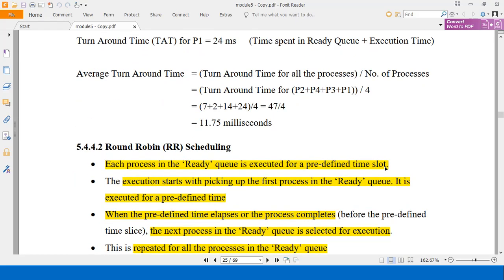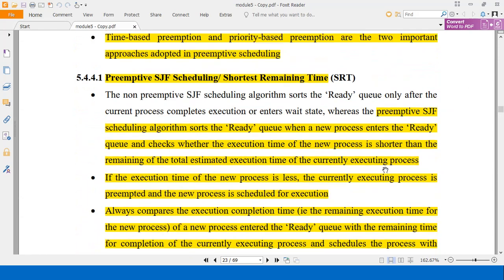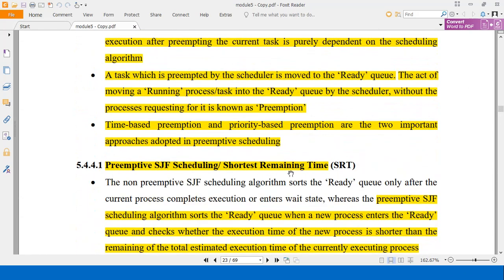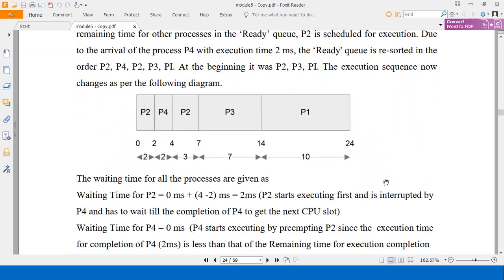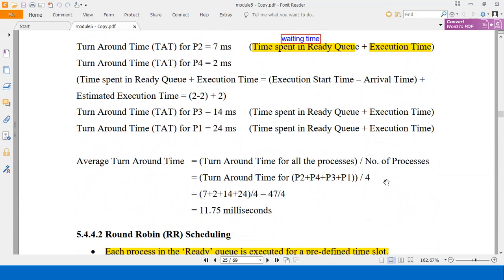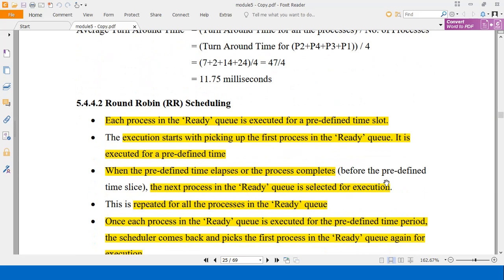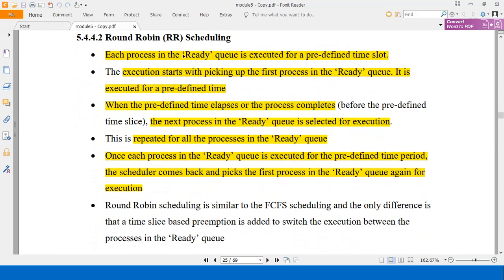Preemptive SJF scheduling, or it is also known as shortest remaining time, preemptive SRT. So both are the same. We saw how it worked, and we discussed that using two examples in the previous two lectures. So now we shall talk about preemptive round robin scheduling, RR.